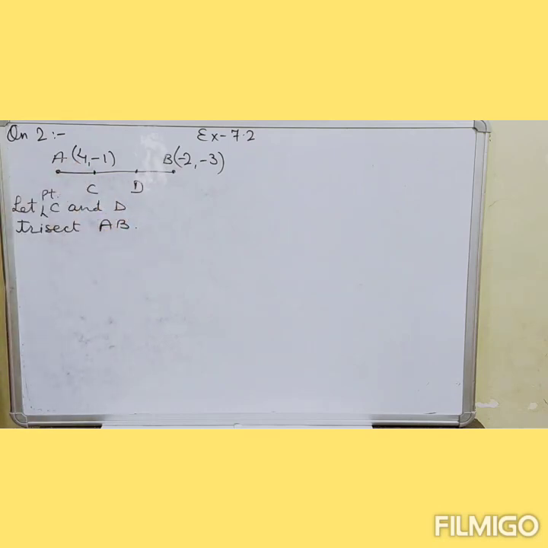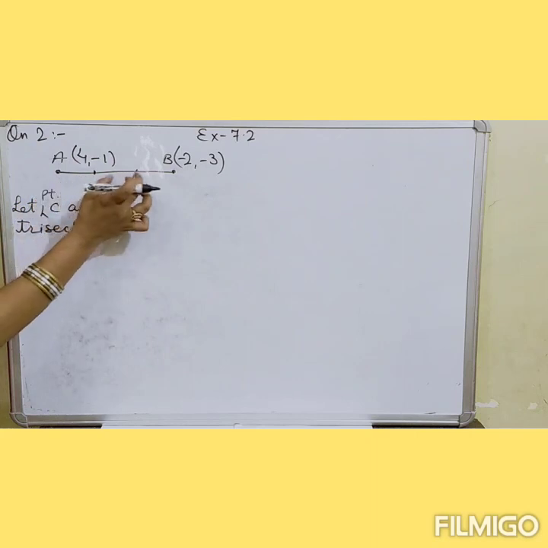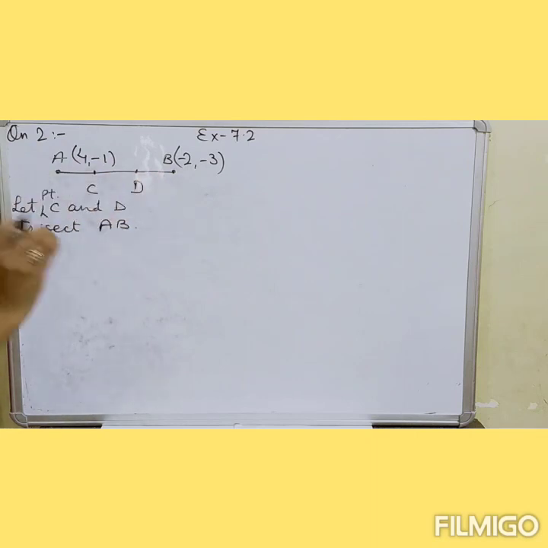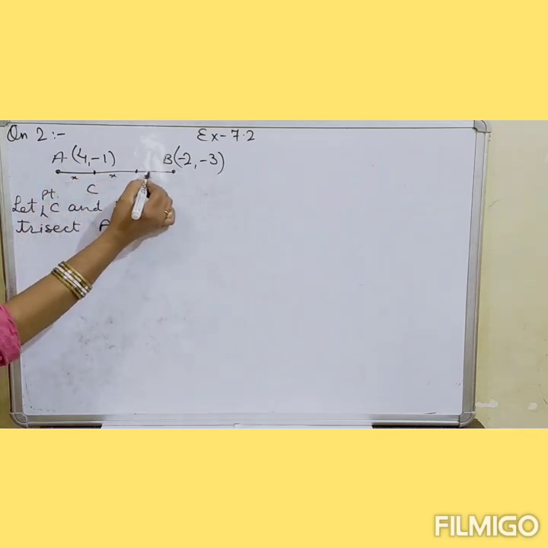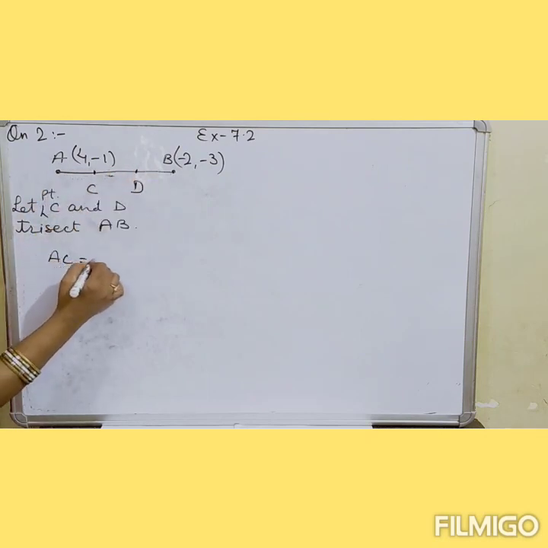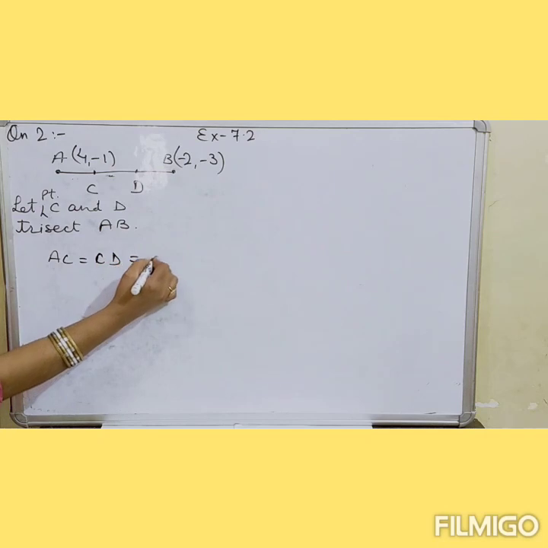Here, because these 3 parts are equal, for the time being, I'm just explaining you how you have to take the ratio. Suppose this is x, x and x. All 3 parts are equal. AC equal to CD equal to DB. This is according to the question.